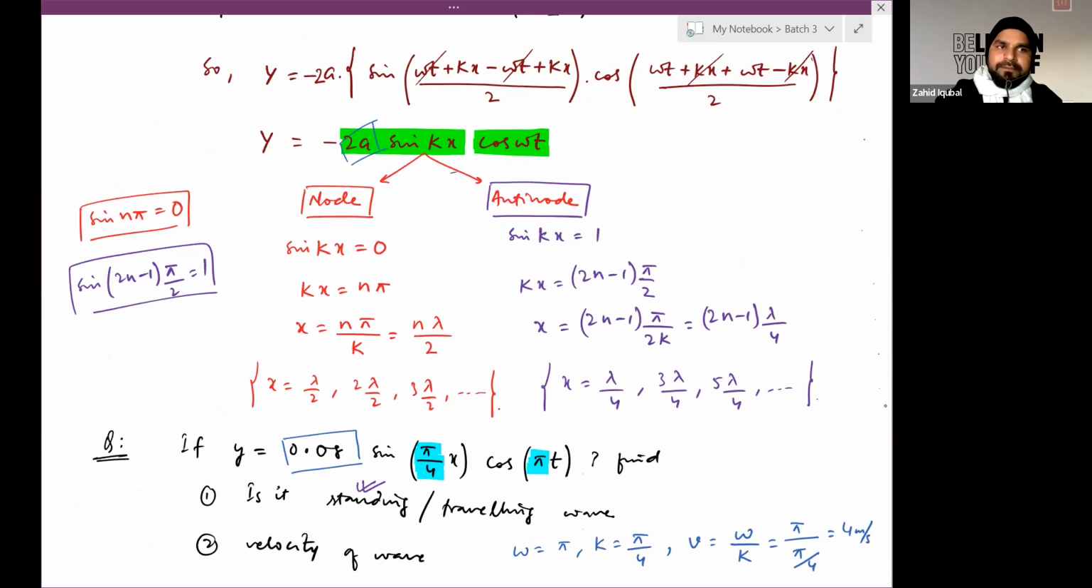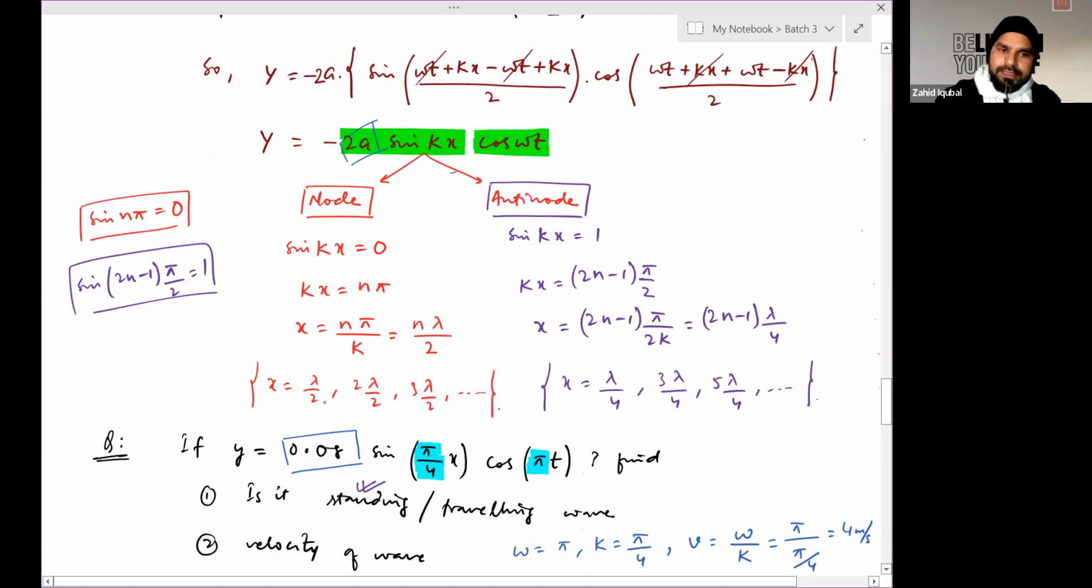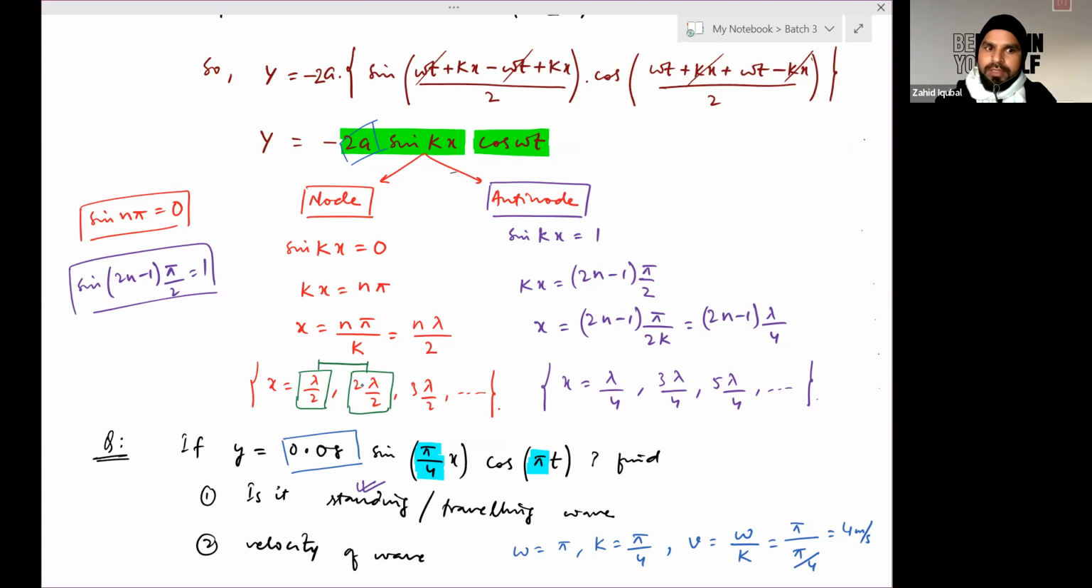In this part, we have the position of node and the position of antinode at different parts. So let's say this is one of the nodes and this is the adjacent node. Now, if you calculate the difference of these two terms, just subtract it, you'll get lambda by 2. It means each consecutive node differs by lambda by 2.